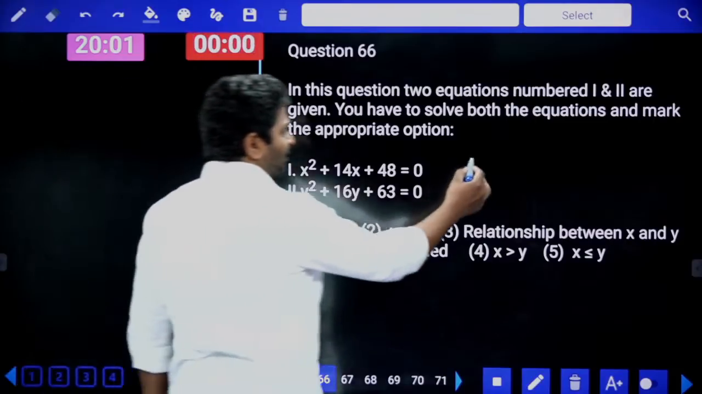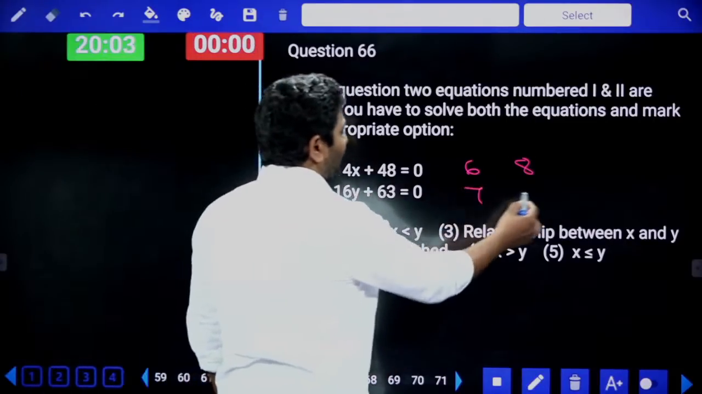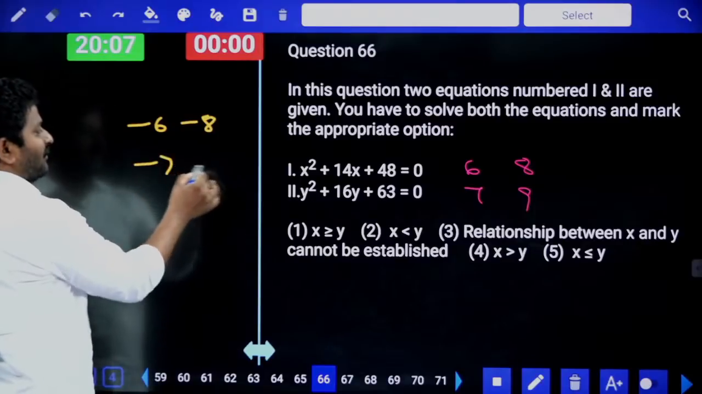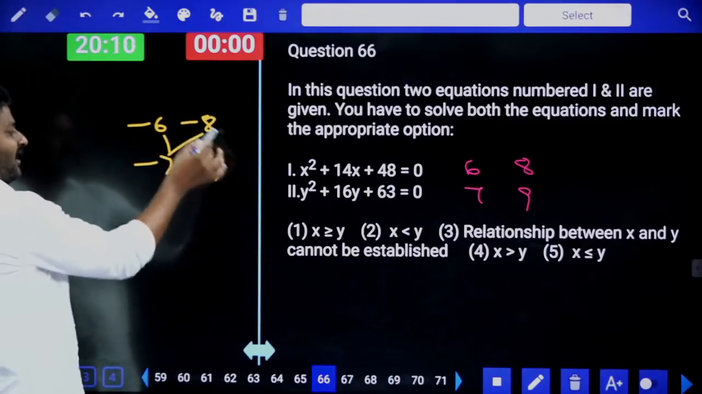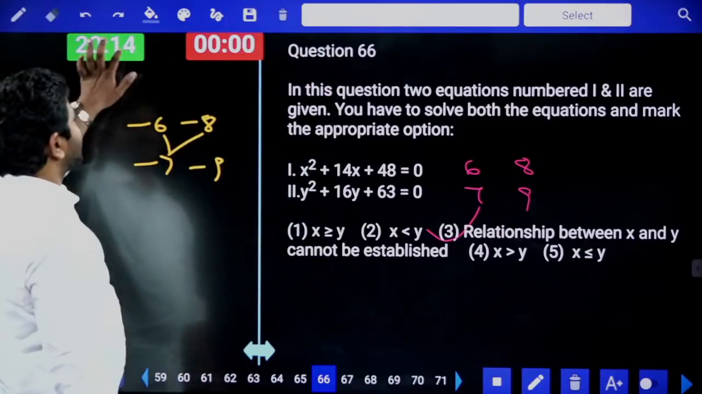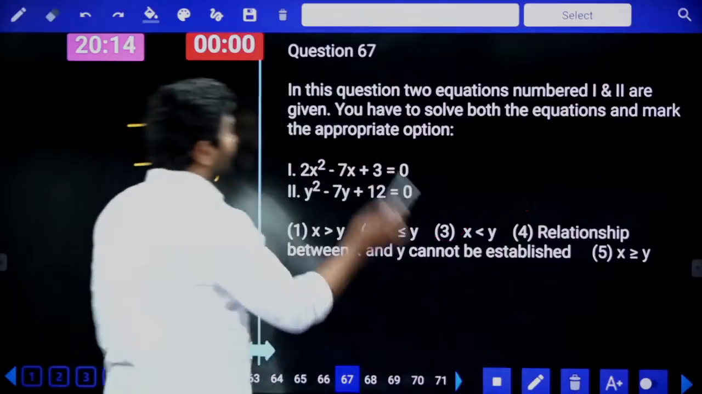Yes, combination 6 and 8 here, and here combination 7 and 9. Then factors are minus 6, minus 8, minus 7, minus 9. X greater than y, x less than y, relation cannot be established. Third option is our final answer. Next, question number 67.